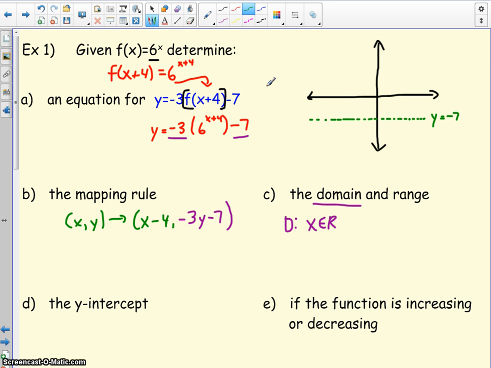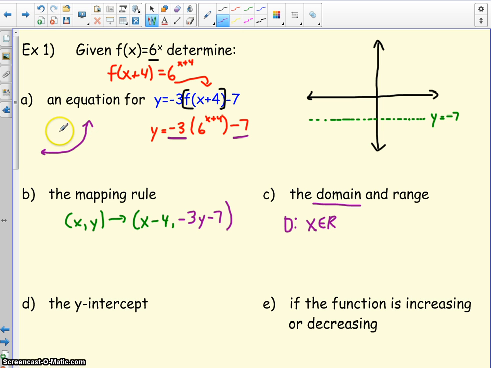To get the general idea of my shape, whether I'm increasing or decreasing, and whether I'm above or below the asymptote, I'm going to start by looking at my parent function. My parent function is 6 to the x. So 6 to the x is increasing, so it has that general shape to it.